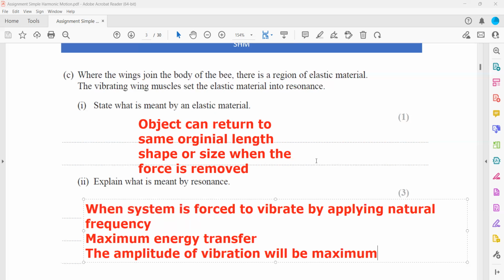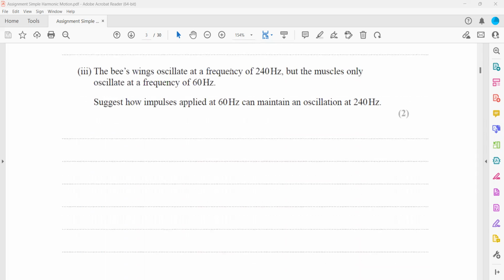So these are the points related to resonance. Whenever a question says define the term resonance, you will always include these terms. The bee wing oscillates at a frequency of 240 Hz, but the muscles only oscillate at a frequency of 60 Hz. So that's how an impulse applied at 60 hertz can maintain an oscillation of 240 hertz.